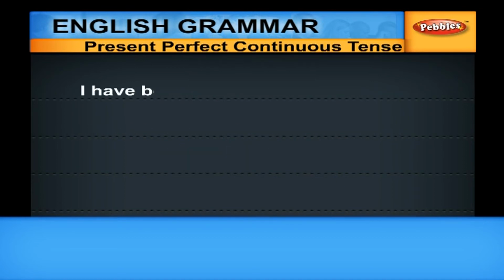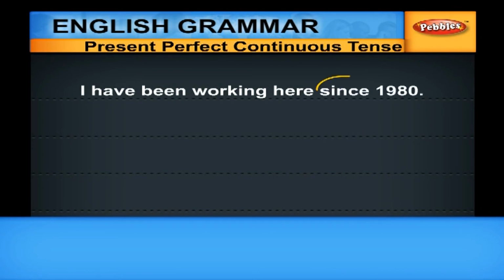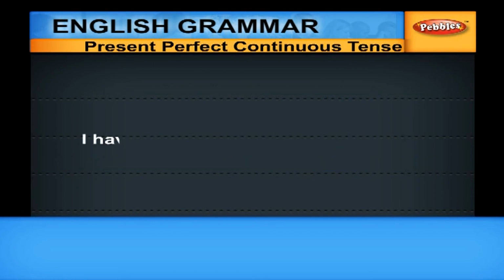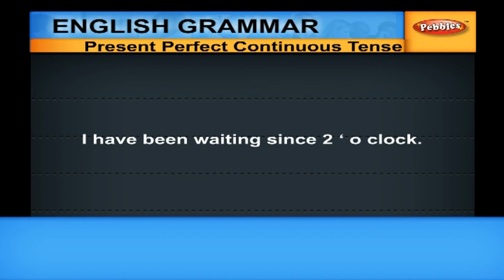I have been working here since 1980. We use since when we refer to the time at which the action started. We have to use for when we talk about the duration. I have been waiting since 2 o'clock. That means I started waiting at 2 o'clock and I am still waiting here.